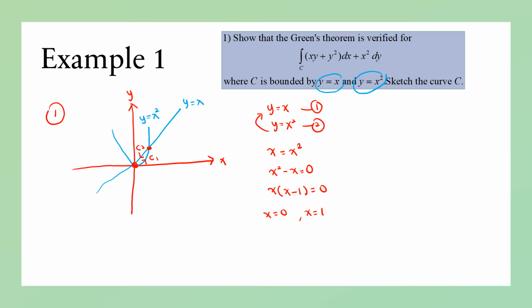Now, when x equal to 0, y is equal to 0. And from this, we know that when x equal to 0, y equal to 0. Next, when x equal to 1, y is equal to 1. Means that we have two intersection points which are (0, 0) and (1, 1). So this point is (0, 0) and this point is (1, 1).